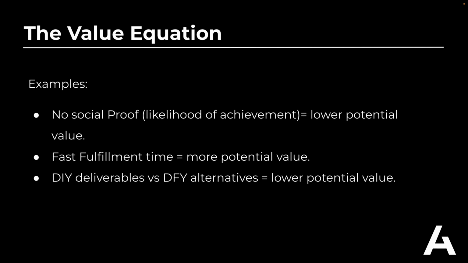Examples. No social proof. Likelihood of achievement equals lower potential value. Fast fulfillment time equals more potential value. Do-it-yourself deliverables versus done-for-you alternatives, lower potential value. So there are just some examples of how you can get the top line higher and the bottom line lower.